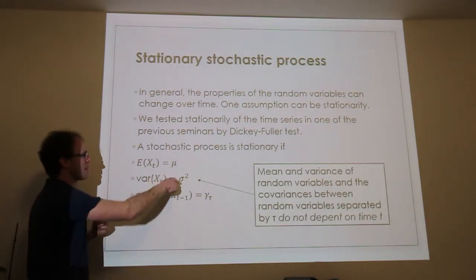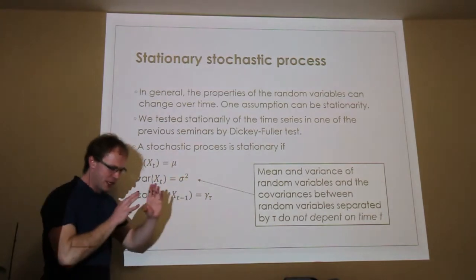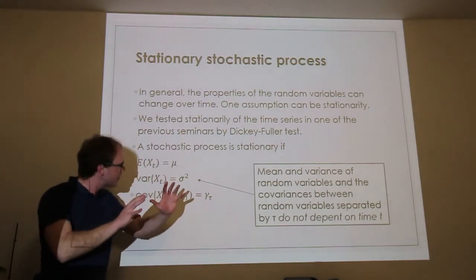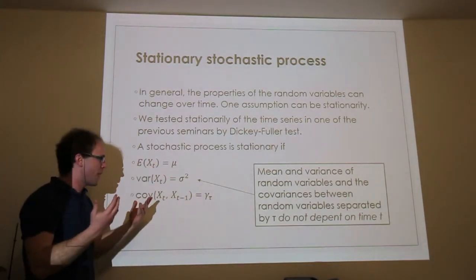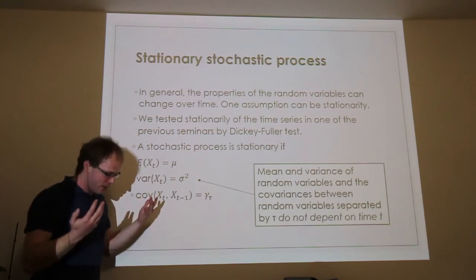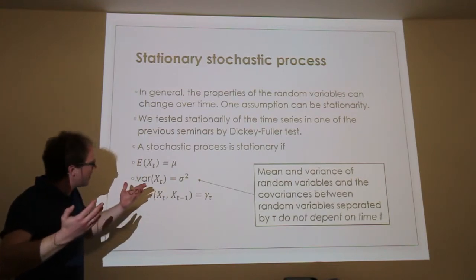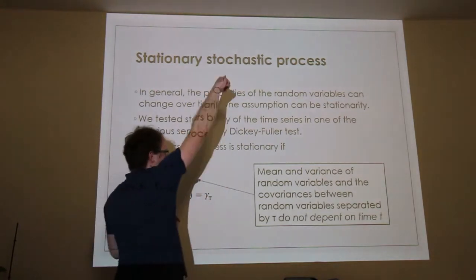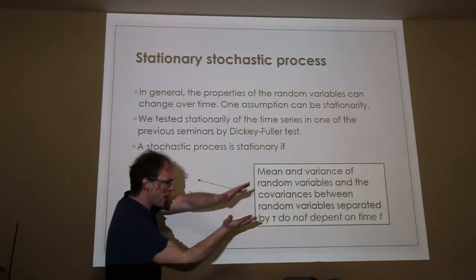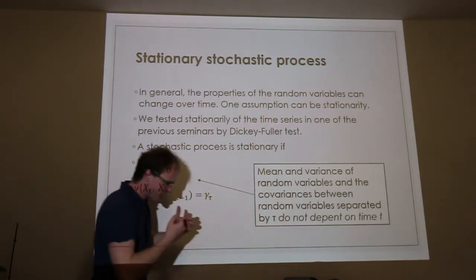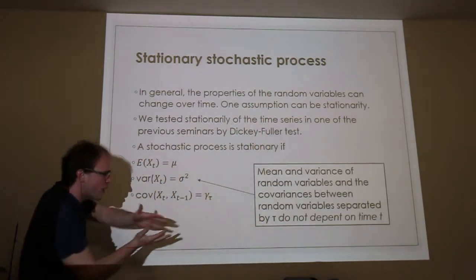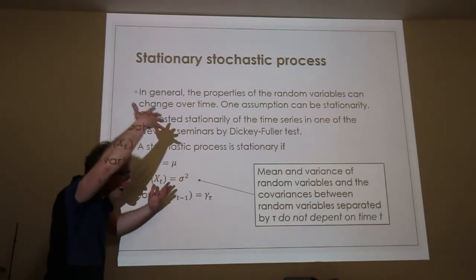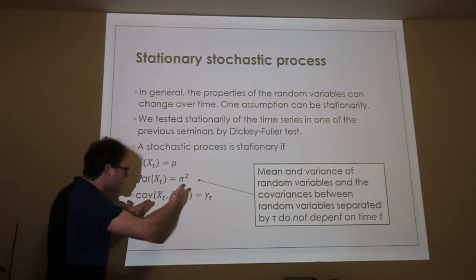Variance of xt is sigma squared. Sigma squared means that the variance is finite and constant in time, yes? What does it mean that the variance is finite? It means that it's not possible to have the development of a time series where fluctuations increase, for example, to infinity, because if you calculate the variance, there will be infinite variance and it's not a constant.